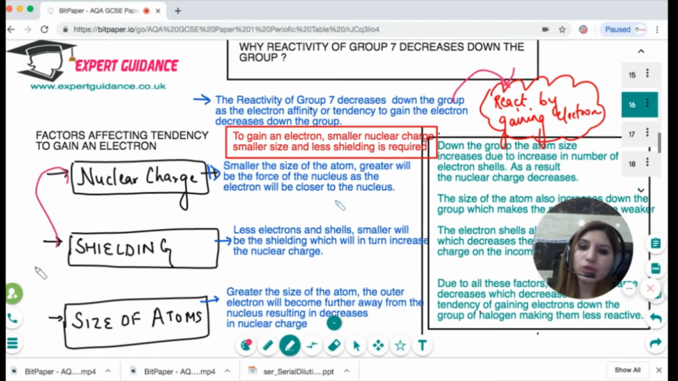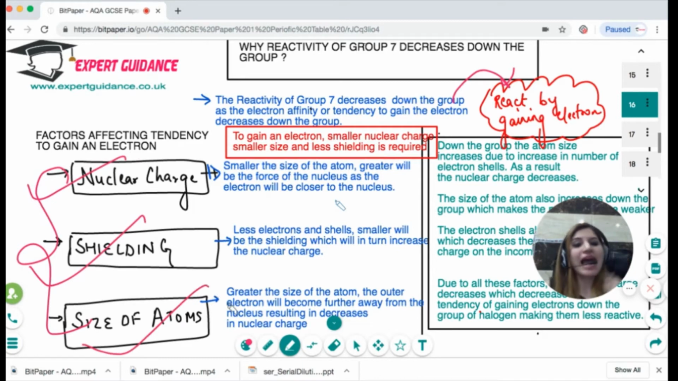Again, we'll be talking about these 3 scientific terms: nuclear charge, shielding, and size of the atom. As you go down the group, the nuclear charge weakens because of the increase in size of the atom. So the halogen cannot hold the incoming electron properly, so it won't be able to gain an electron with that ease down the group. Also, down the group, the nuclear charge gets shielded by the inner electrons. So the incoming electron will experience a smaller nuclear charge. Okay, so I hope it's clear to you.